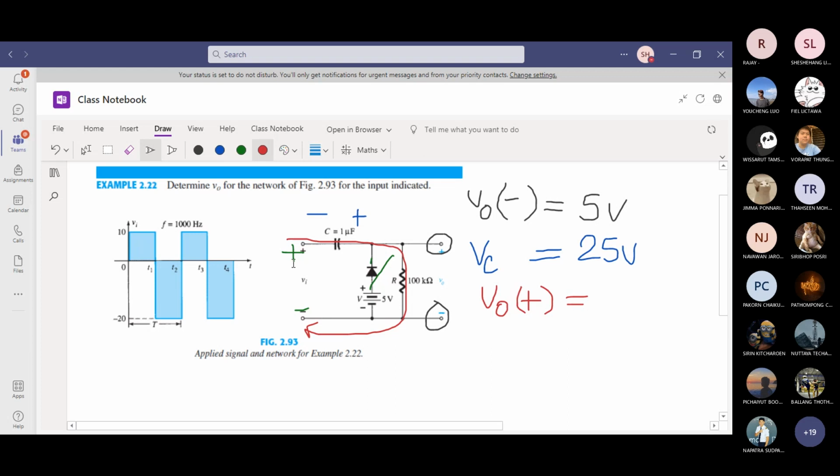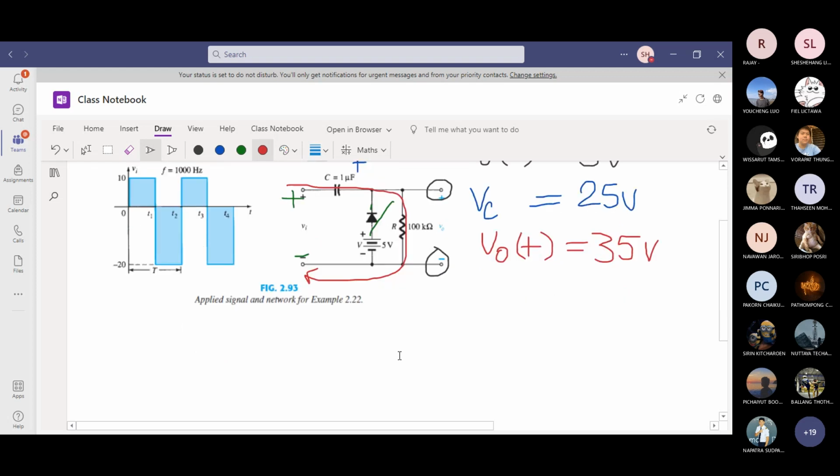Vi is 10, so Vi plus Vc minus V out equals 0. Vi is 10 plus 25 minus V out, which brings us to V out as plus 35 volt. So V out for the positive half cycle is 35 volt. This is what we have established. Now let's look at the swing. We have to draw the output voltage swing.